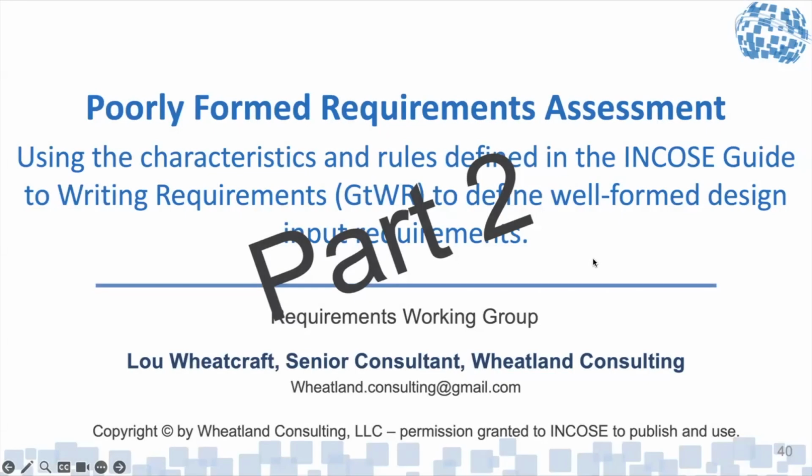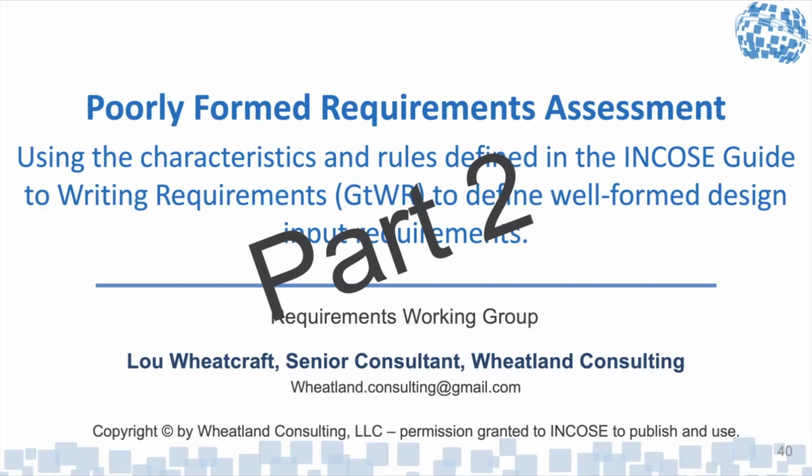Okay, welcome back to part 2 of poorly performed requirements assessment. We're using the characteristics and rules defined in the CoChair guide to writing requirements to define well-formed design input requirements. In part 1, we gave an introduction and covered some of the requirements, and now we're going to continue with that presentation and address more requirements that have defects, assess what the defects are, and then write an improved version of that requirement.